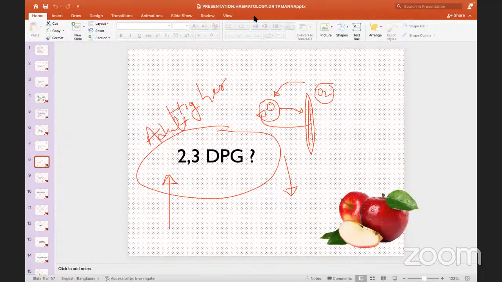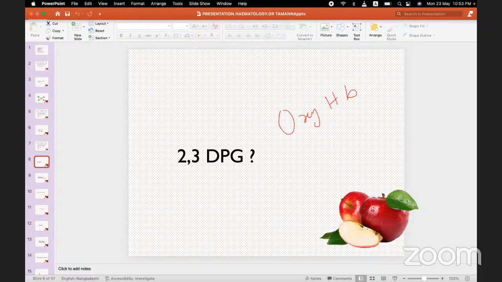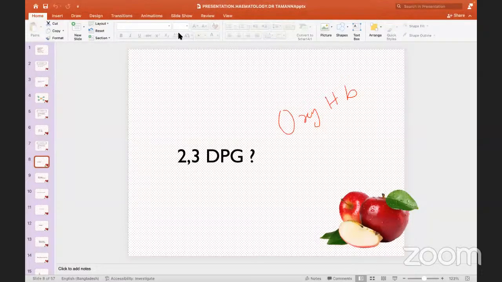That is why when we do exercise, we are adults. When we do exercise, our muscle get more oxygen. Okay. So this 2,3 DPG is related with the oxygen hemoglobin dissociation curve. You all know what is oxygen hemoglobin dissociation curve. That is not our discussion today. It is not a part of hematology. It is a part of the respiratory system. So we will not discuss today.